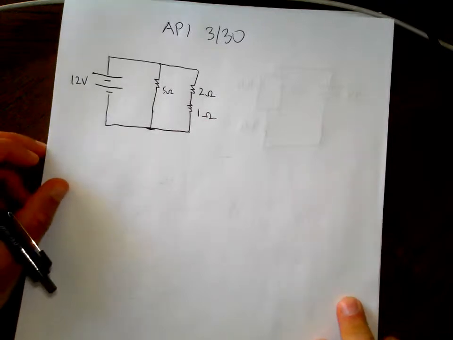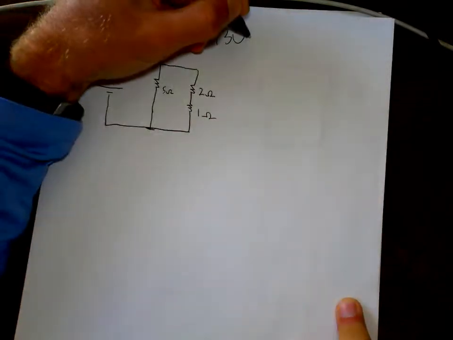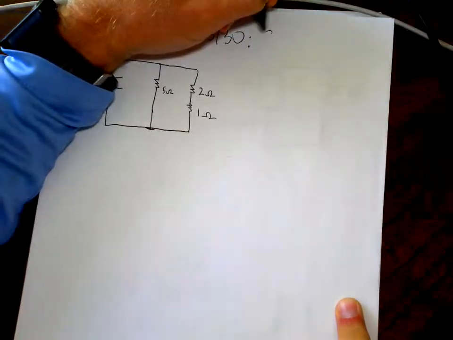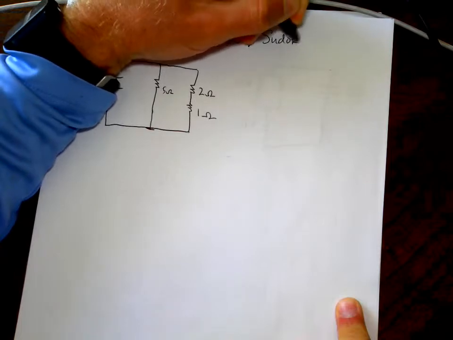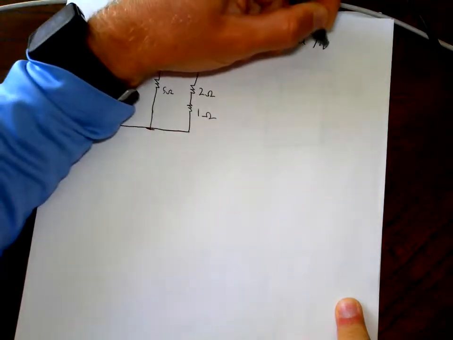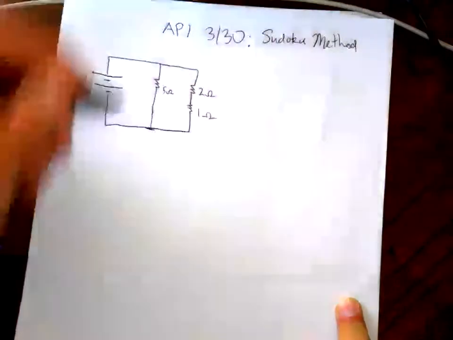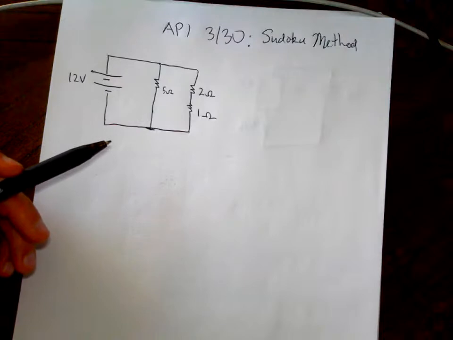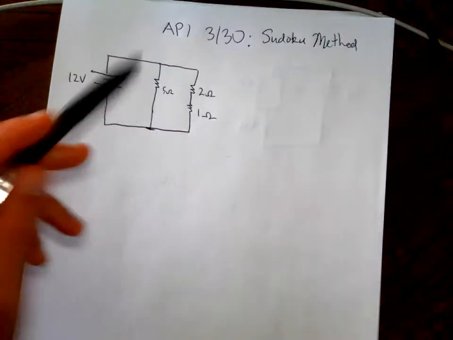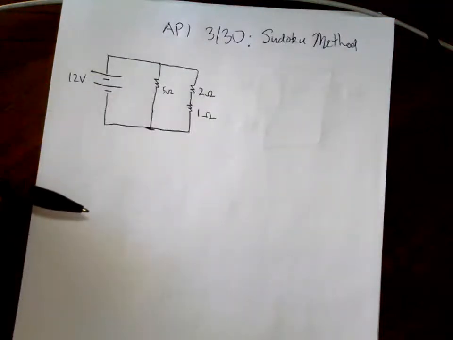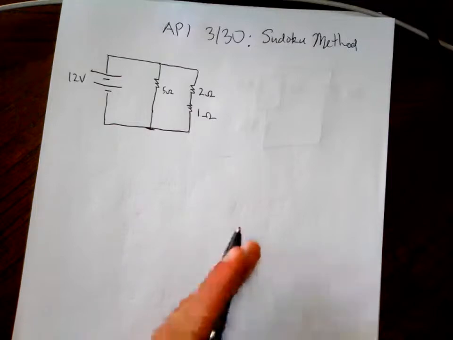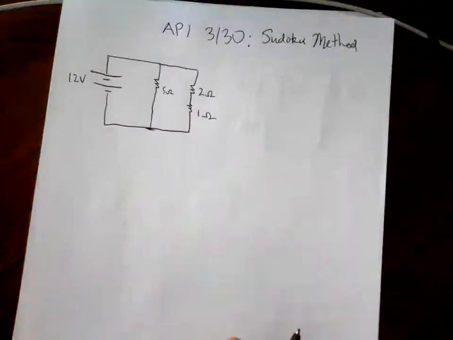All right. So what are we learning about today? Today we are learning about something called the Sudoku method. If you look up Sudoku method of circuit analysis, you're not going to find anything, because that's just what I call it. I call it the Sudoku method because it reminds me of playing Sudoku. But you won't find it under any textbook or anything like that.